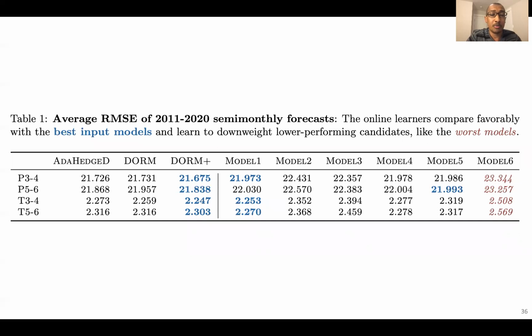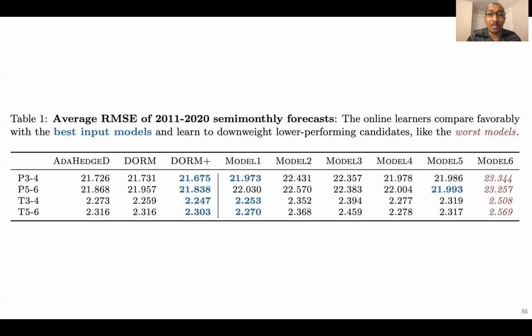So first, let's just observe what happens on average over the 10-year period of interest for us. What we see is that each of the online learners, AdaHedgeD, Dorm, and Dorm Plus, compares favorably with the best input models and in line with our goals. And also, these models learn to downweight lower performing candidates, the worst models that I'm highlighting in red.